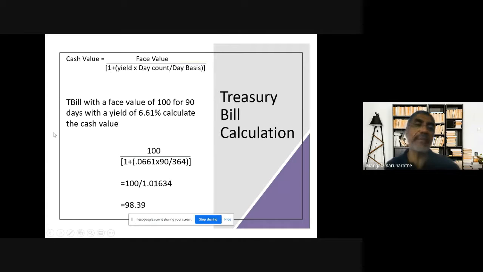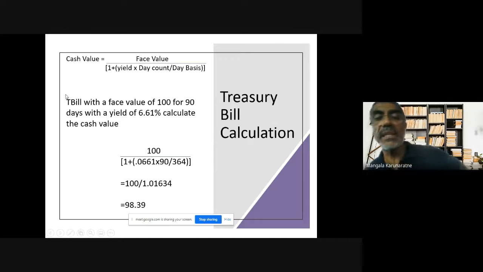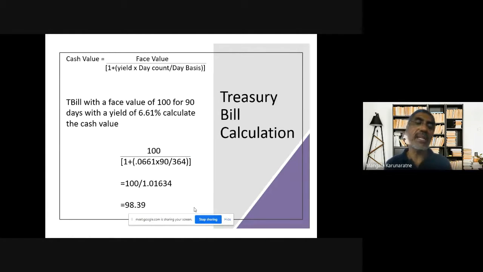If you have any questions, you can ask now or even later, it doesn't matter. But this is a very simple calculation. There are no complex calculations here, because it's one cash flow. When a treasury bill matures, you get the face value. What is your income then? Your income or revenue out of this treasury bill is the face value minus the invested cash value. So that is your income.